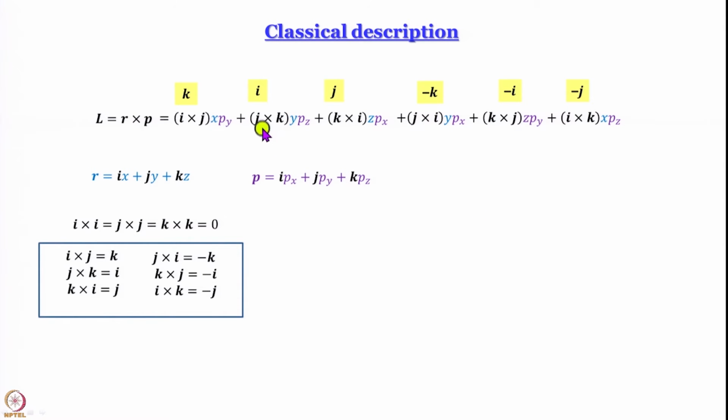So, if I collect the terms in i, what do I get? i multiplied by y pz minus z py, is it not? j multiplied by z px minus x pz and k multiplied by x py minus y px, right. So, i into y pz minus z py, j into z px minus x pz and k into x py minus y px.